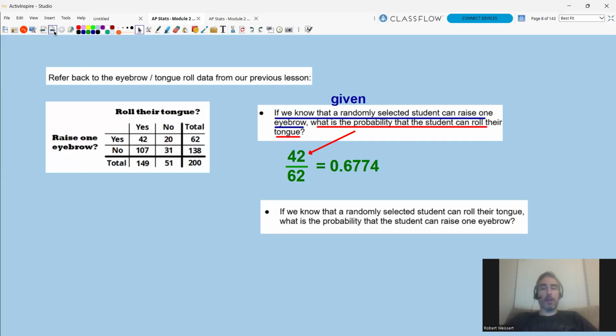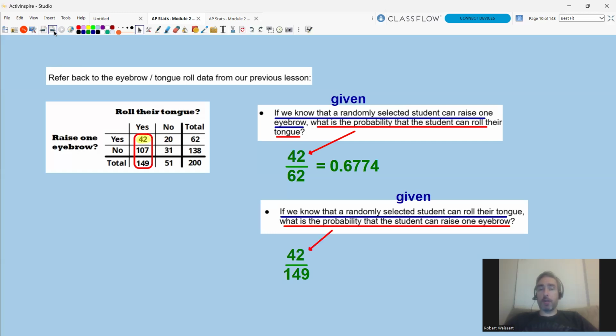See if you can do the other one. If we know that a randomly selected student can roll their tongue, what is the probability that the student can raise one eyebrow? If you said 42 out of 149, you'd be correct, which gives you about 28.19%.